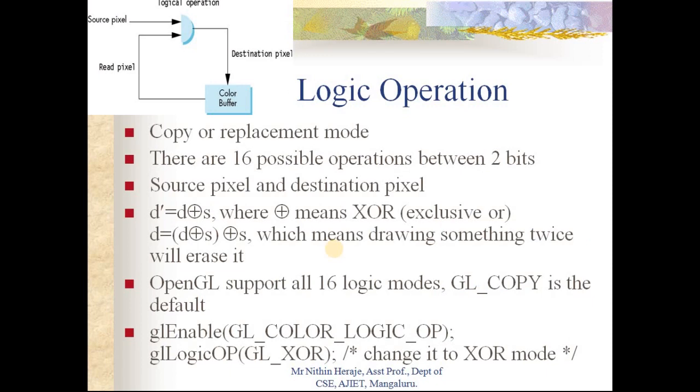Next is the logical operation. You can look at this. There's a source pixel and whatever read pixel, then you get the destination pixel. Okay, so you have copy or replacement mode. Copy mode in the sense you copy a primitive exactly to a different location. Replacement is where there is already a primitive, you are going to make changes and draw some other primitives there. So that means it is a replacement mode.